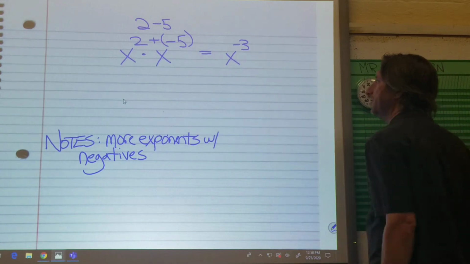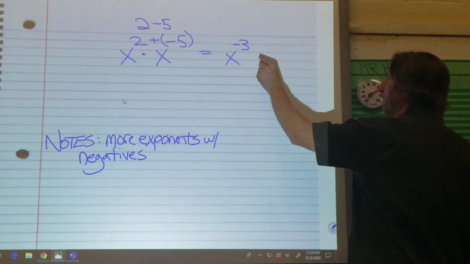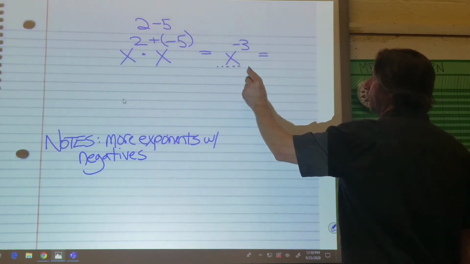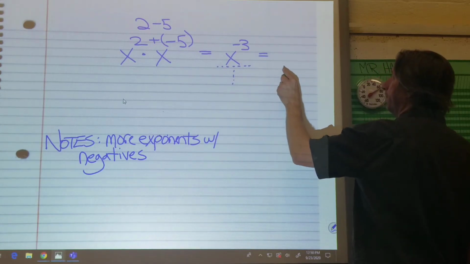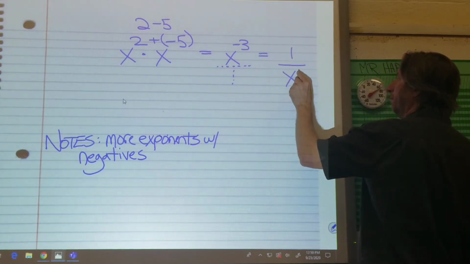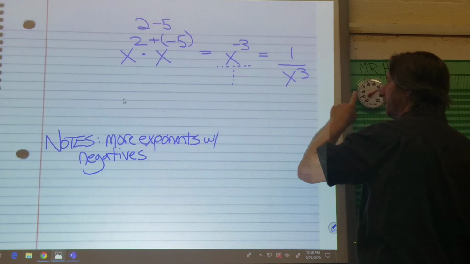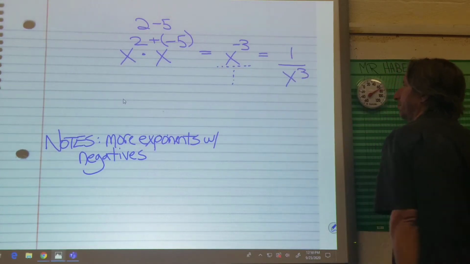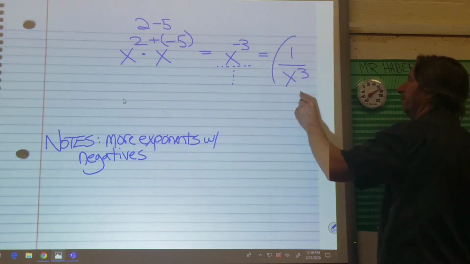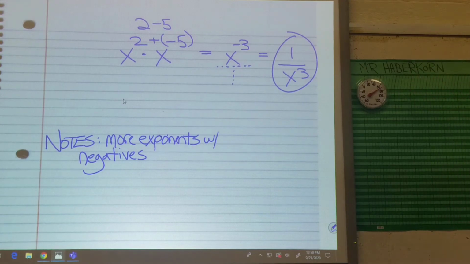Is this my final answer? No, we can't have a negative in there. So I'm going to do that magical thing, put the 1 on the bottom. Move this whole thing to the bottom, make it positive, put the 1 on the top. Here's my answer. A little bit tricky.